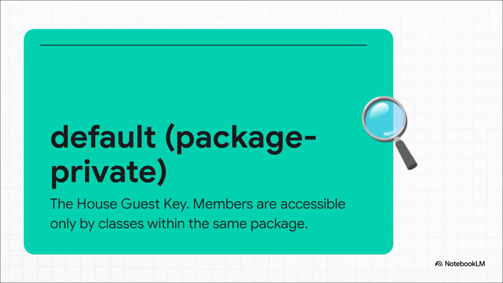All right, now what happens if you don't type any modifier? No public, no private, just nothing. That's what we call default, or package private access. Think of this as the Houseguest Key. Anyone who's inside the same package, the same house, can use it. But the second you step outside that package, that door is locked. This is perfect for all those helper classes and methods that you need internally, but you really don't want to expose to the outside world.